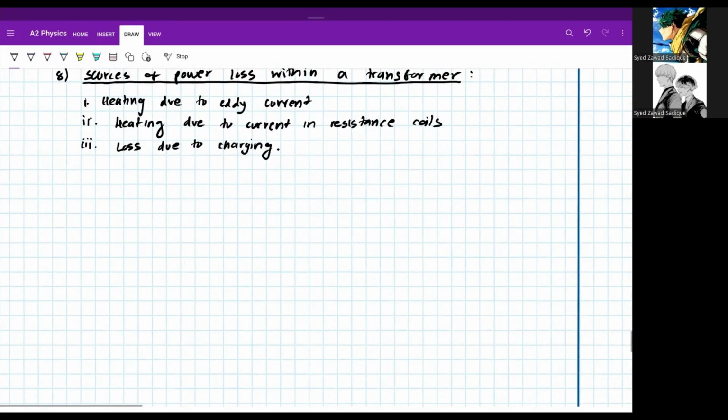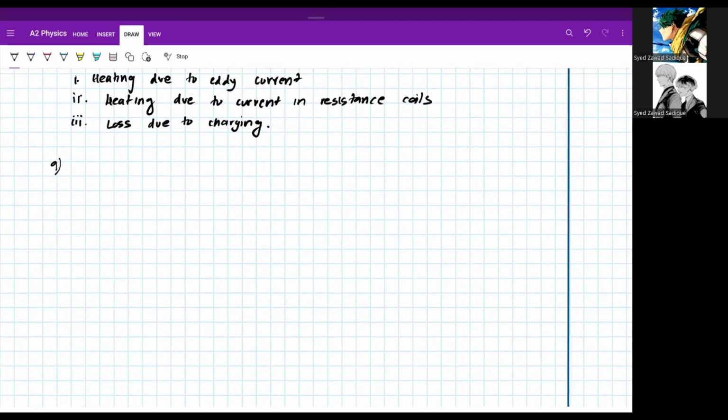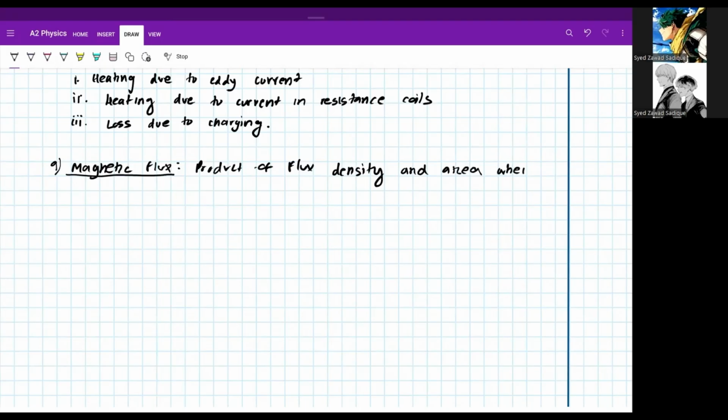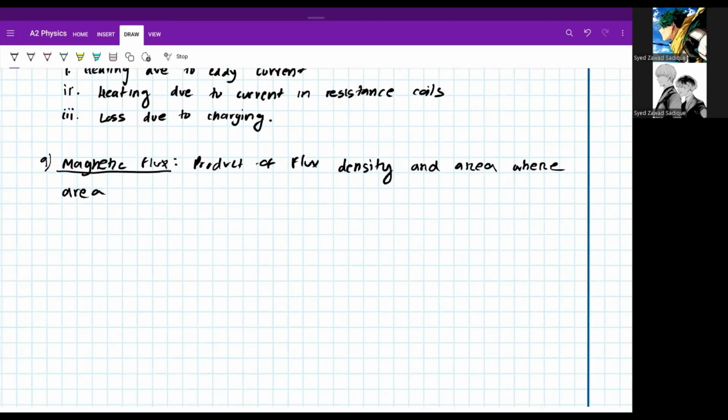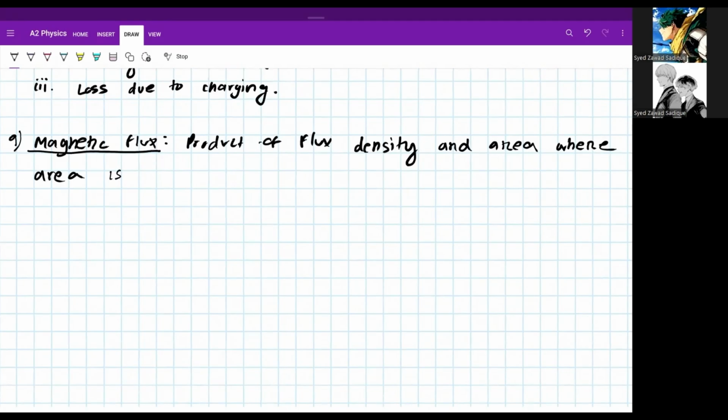Okay. Number 9 is magnetic flux, which is the product of flux density and area, where area is perpendicular to magnetic field.